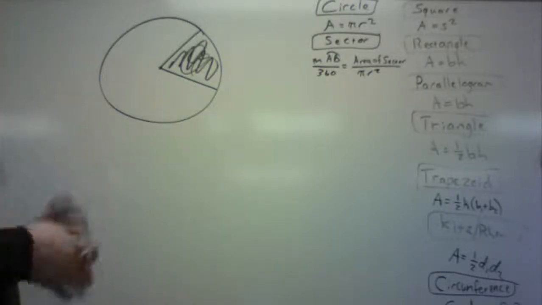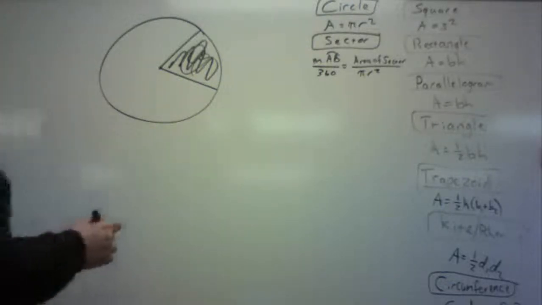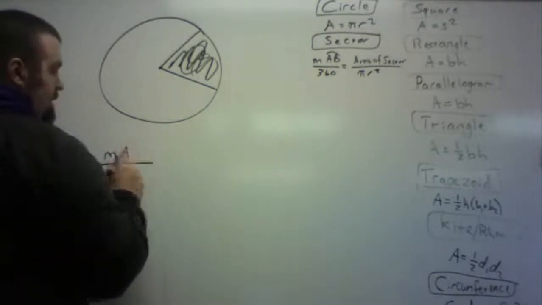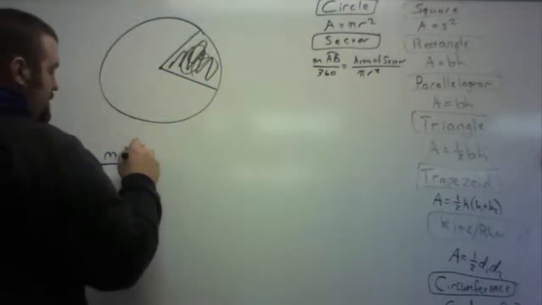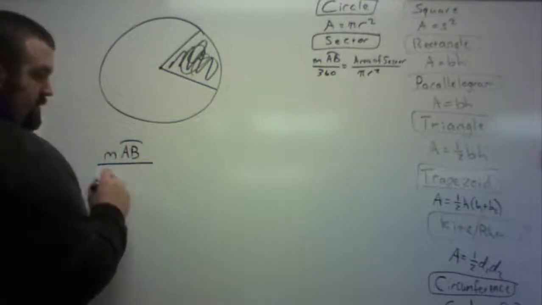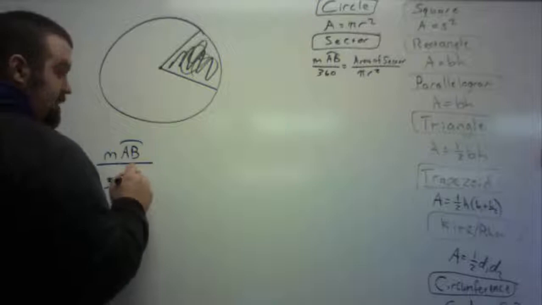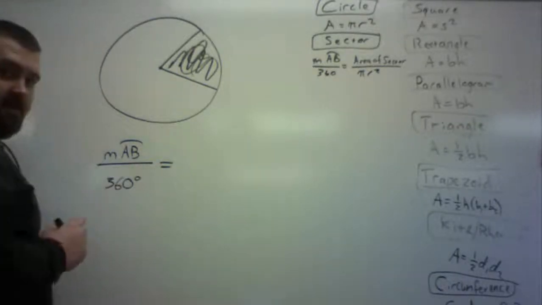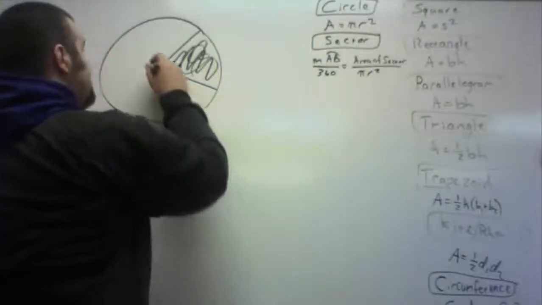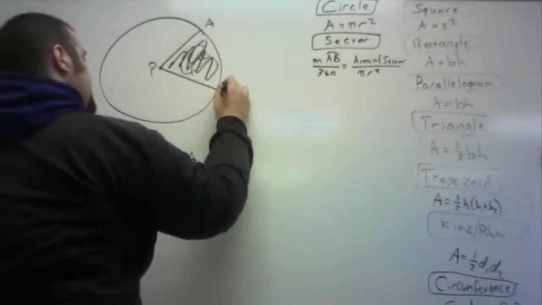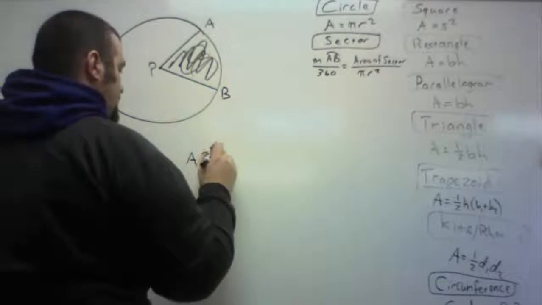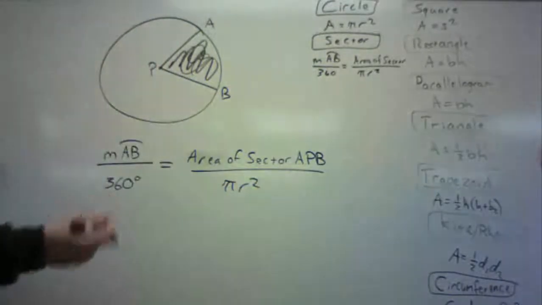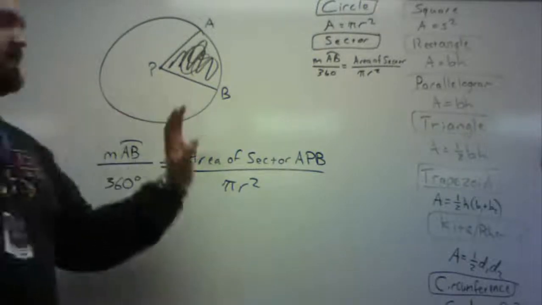And just like before, how I find it is that the measure of the arc AB will equal 360 degrees. Sorry, 360 degrees will equal the area of sector APB. So let's start putting A, P, and B up here. APB to the full area. So again, we're taking part to part equals part to part.